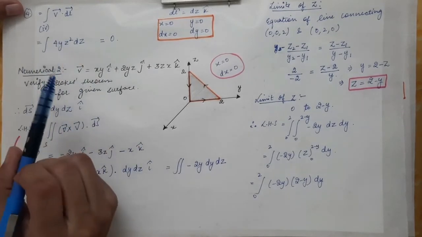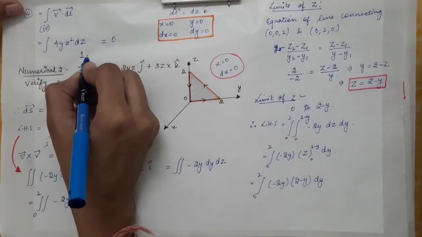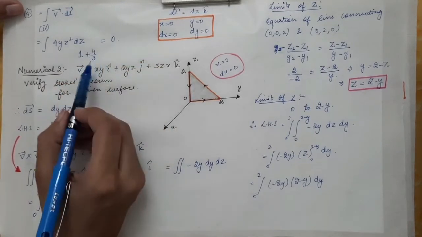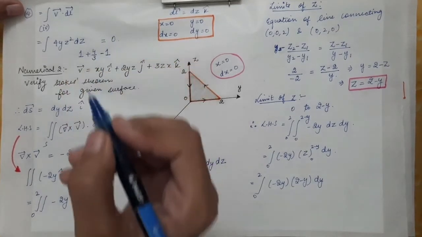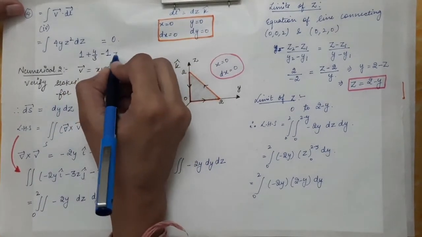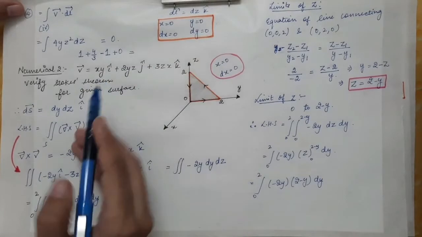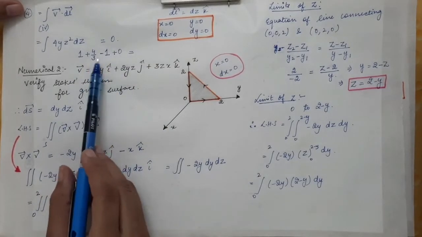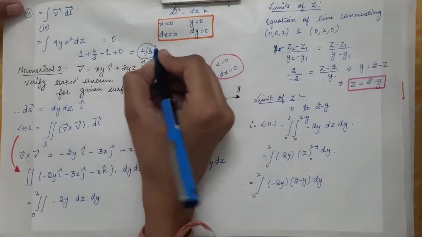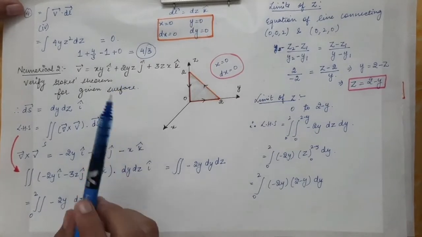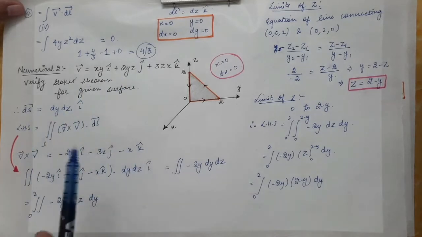Now you can sum all the four integrals that we have found. The first integral had value equal to 1. So 1 plus 4 by 3. 4 by 3 was the value of the integral over the second path, and the value of the integral over the third path was equal to minus 1, and the value of the line integral over the fourth path is equal to 0. So on summing all the line integrals, the right hand side will be equal to 4 by 3. The left hand side also came out to be equal to 4 by 3, and the right hand side has also come out to be equal to 4 by 3. So we have verified the Stokes theorem.